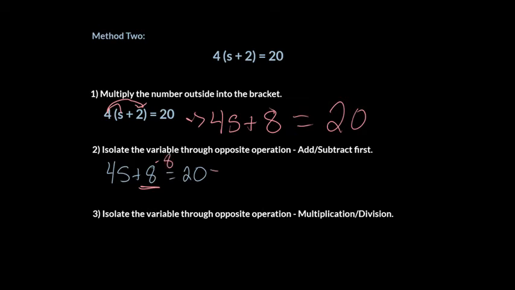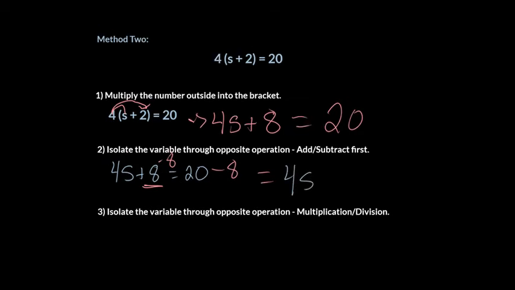Subtract 8, and our new question should be 4s. We look at these 8s and they cancel out because 8 minus 8 is 0. 4s equals 20 minus 8 is 12. So now we have 4s equals 12 as our new question. So I write this below here, 4s equals 12.